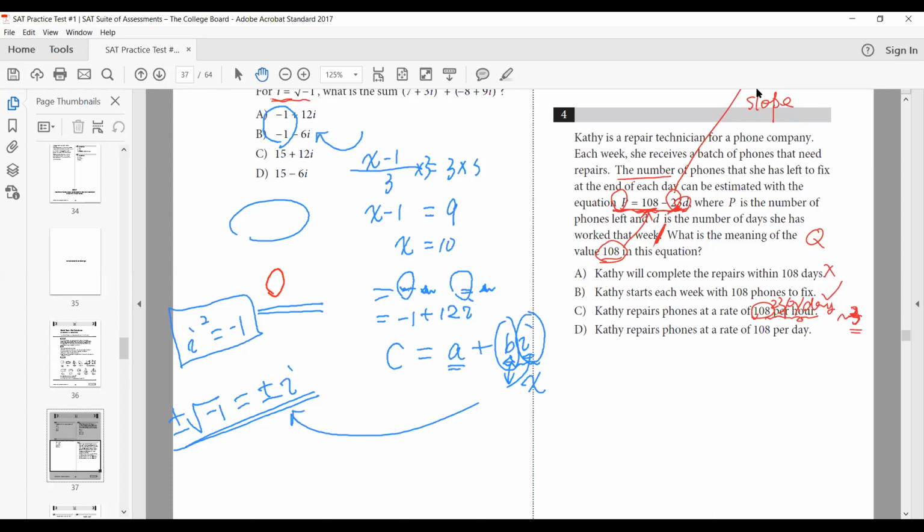Okay, let's see choice D. Kathy repairs phones at the rate of 108 per day. Oh, actually here it is 23, right? So the answer is B.